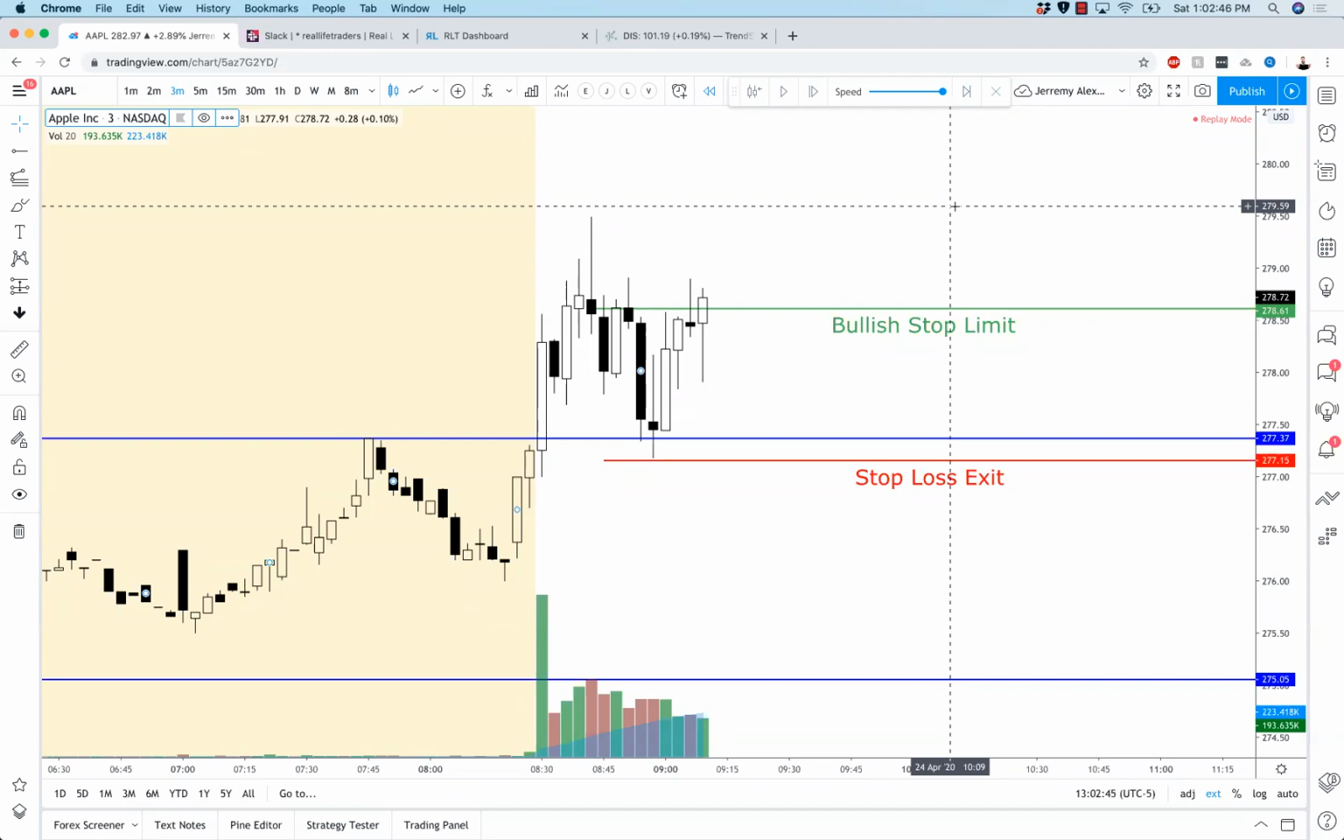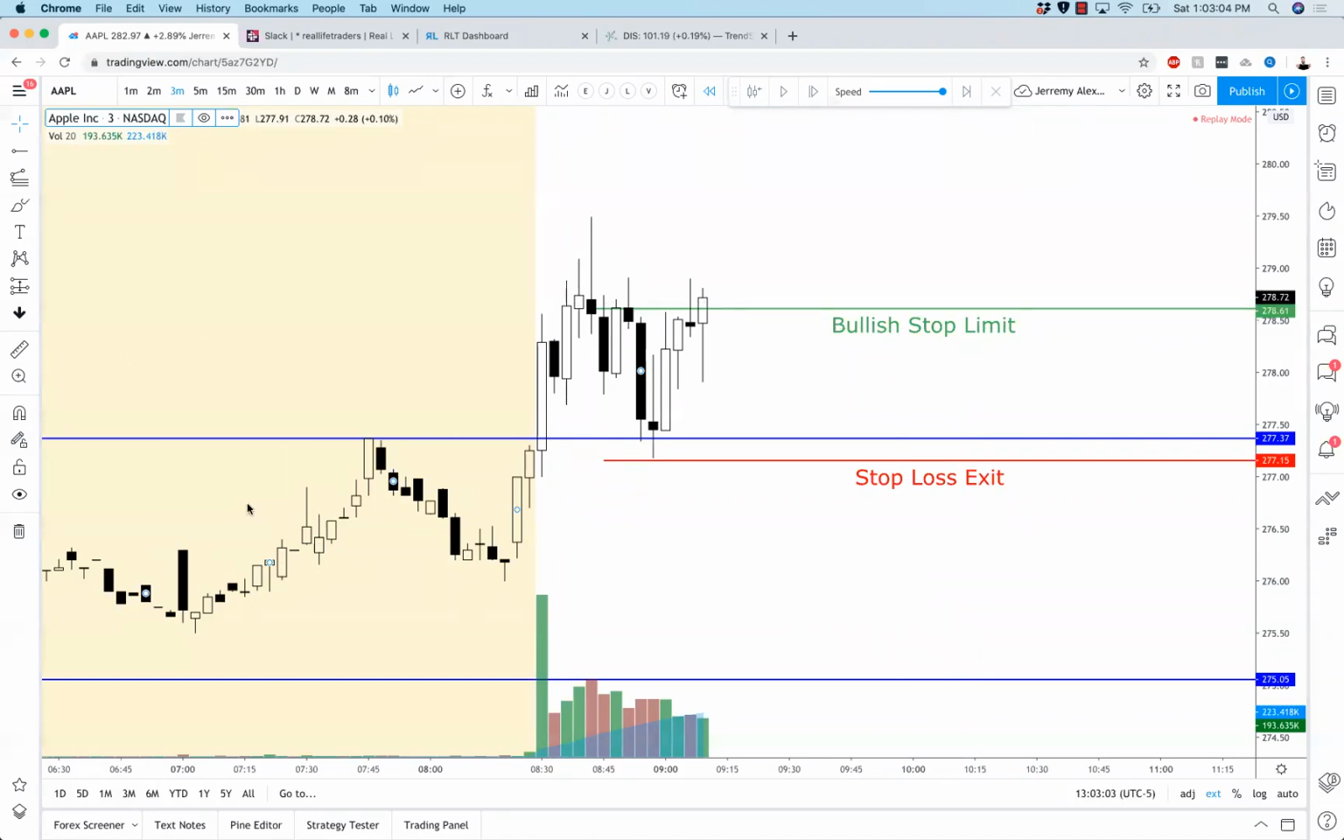Okay, so that is a perfect candle. Folks, am I moving my stop loss yet? Answer that one for me. Am I moving my stop loss yet? No. Why am I not moving it yet? Because there hasn't been enough candles.